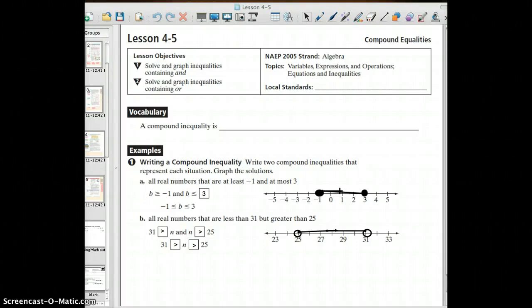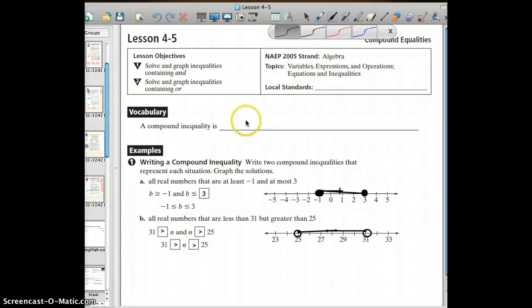Hi class, we're looking at lesson 4.5, which is compound inequalities. Compound inequalities are inequalities that are joined by either the words "and" or "or."